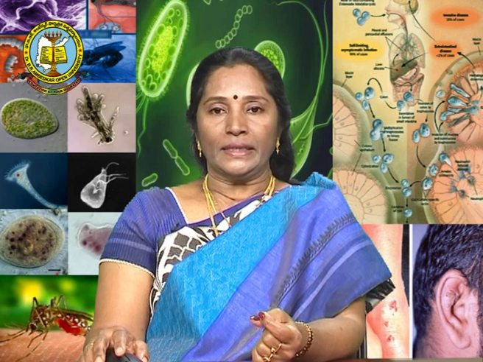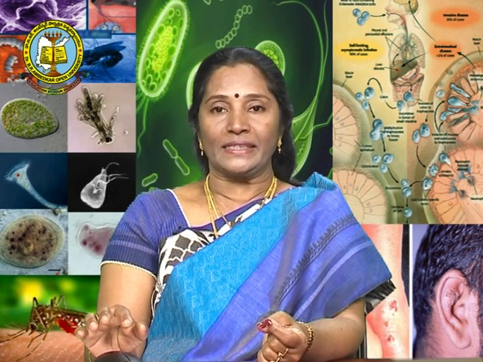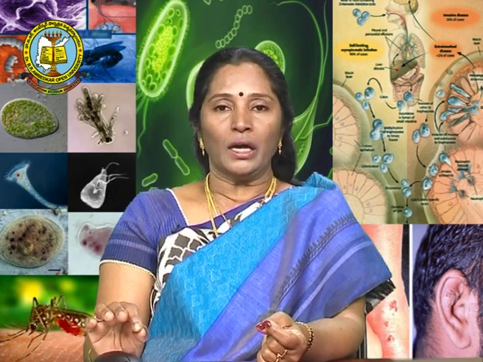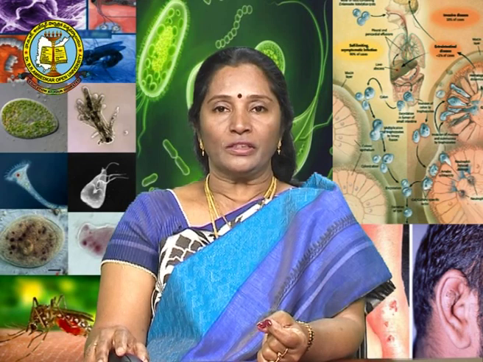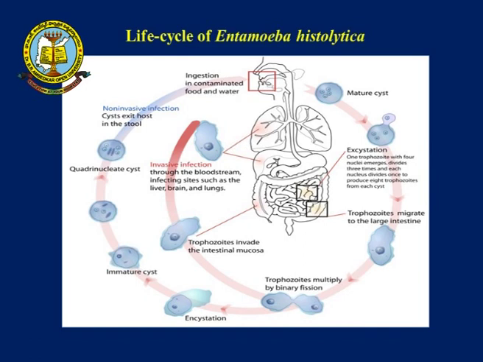Now, once in the intestine, they undergo excystation. I am not saying encystment, because here I am saying excystation, that is, the trophozoites are released from the cyst. So, this is a mature cyst, and once it is in the intestine, the trophozoites are released outside. Now, this cyst has 4 nuclei present in it. It is also called a quadrinucleate cyst, because quadri means 4, nucleate means nucleus.